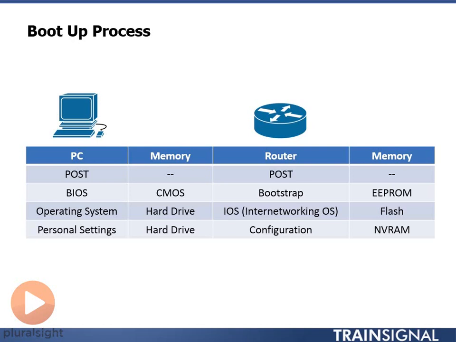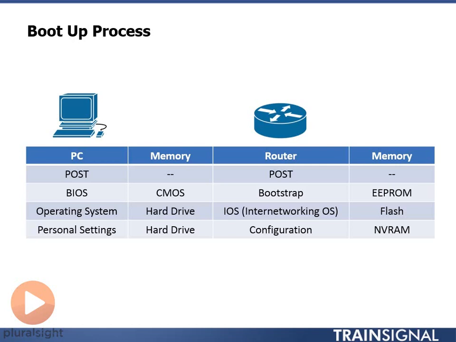Now RAM is random access memory. It is the memory we use on our PC or the router while the device is running. So RAM, not NVRAM, but RAM, random access memory, is what we use on our devices to temporarily store information while the device is powered on. Once we turn the power off to the device, all of the memory, the RAM, disappears. When the power comes back on, we reload the RAM and we start using it again.